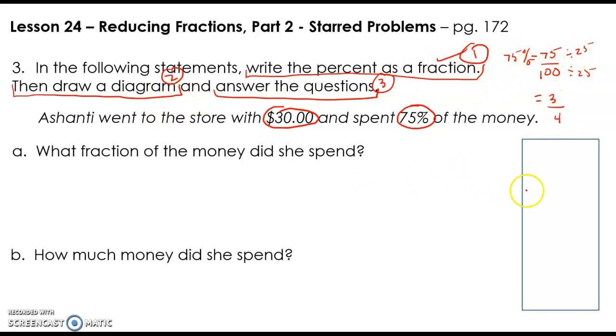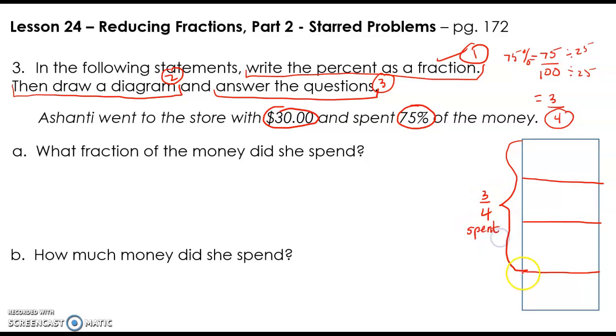Then it says to draw the diagram. So here's my box, and I'm going to need 4 parts. I always go with the denominator. And let's see, 3/4 she spent. And then 1/4 not spent. Okay. So she had $30 total.